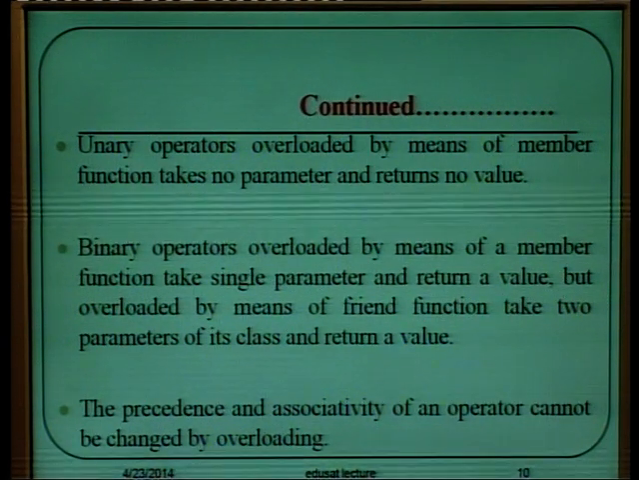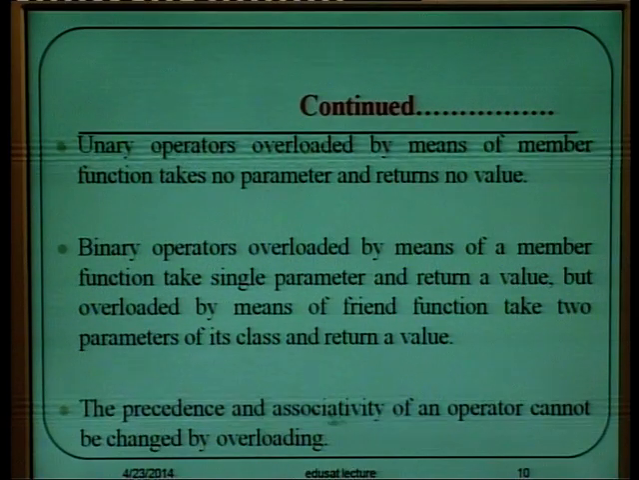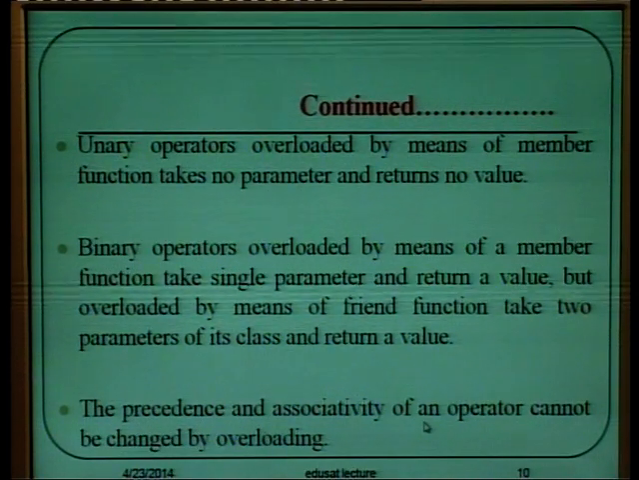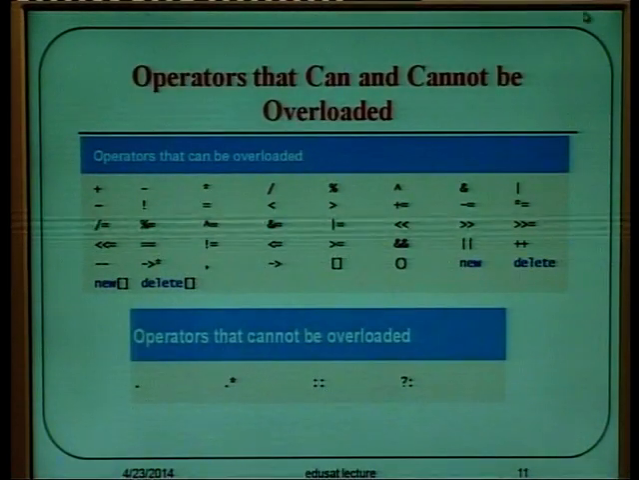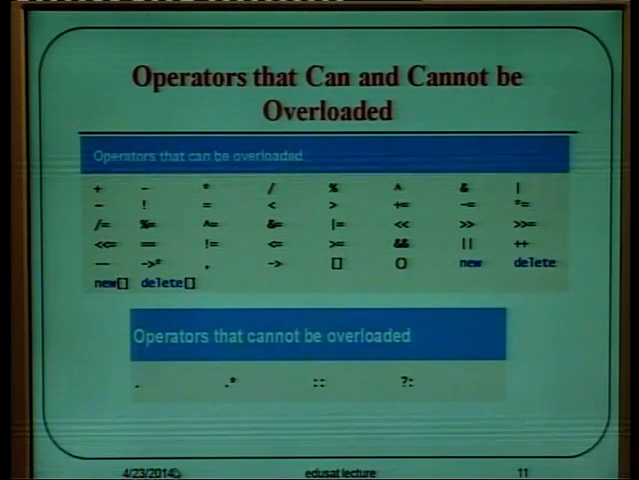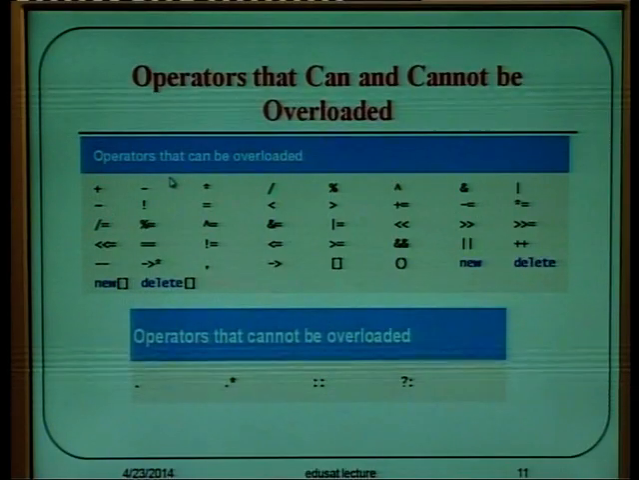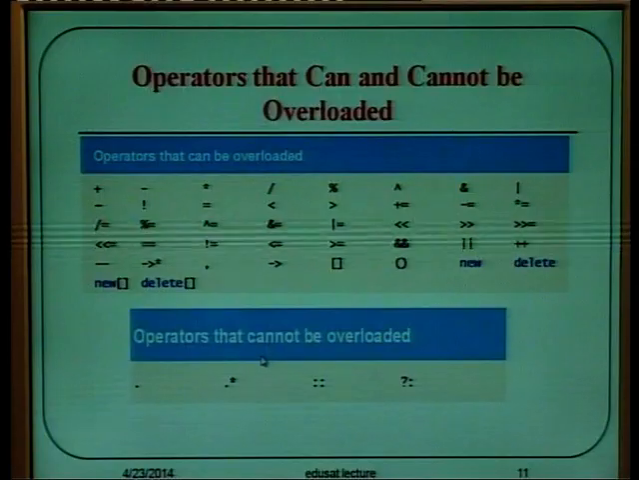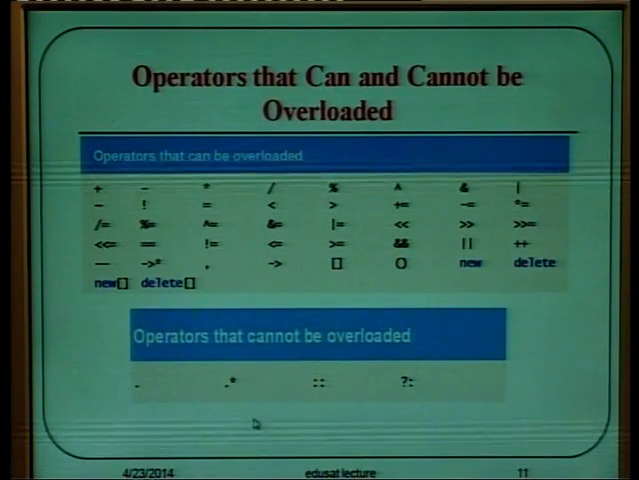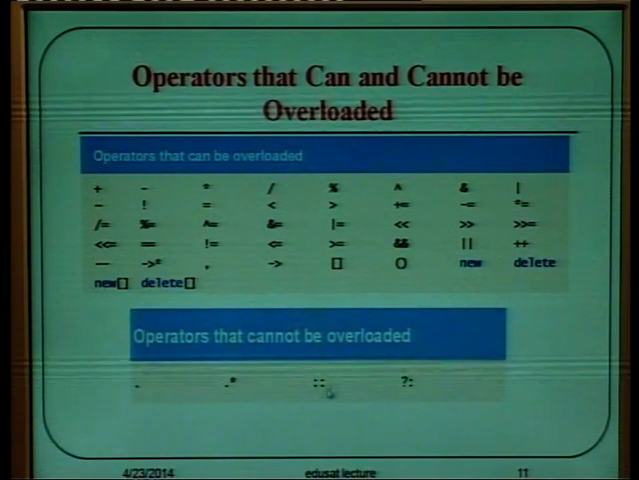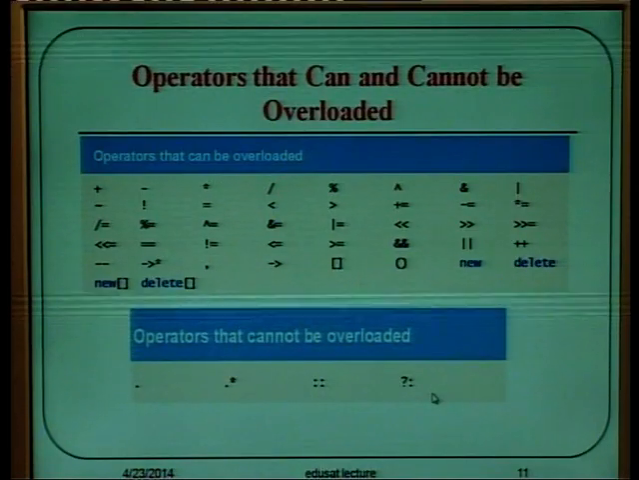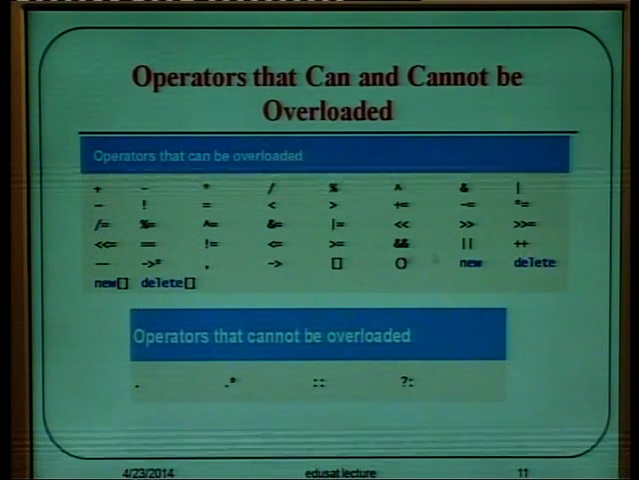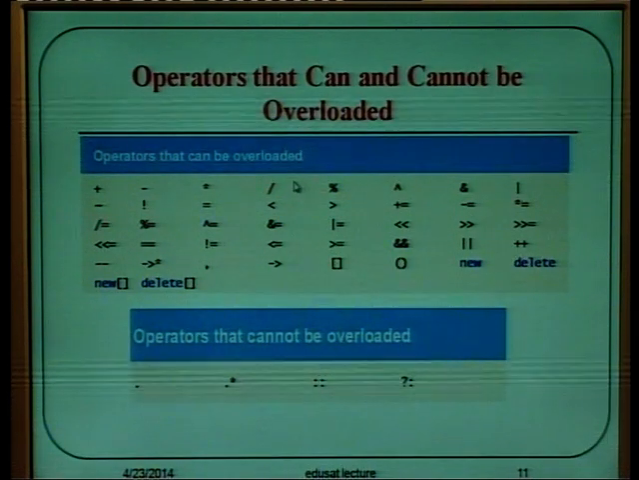The precedence and associativity of operators cannot be changed by overloading. These are the operators that can be implemented or overloaded. Some operators cannot be overloaded, like the dot operator, dot star operator, scope resolution operator, and conditional operator. These four operators we can't overload, and the rest of the operators can be overloaded.